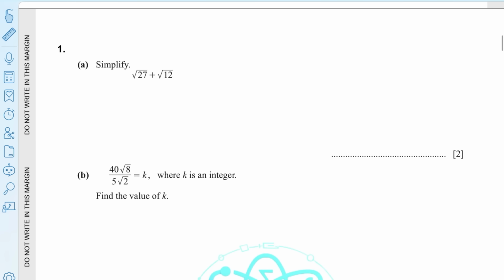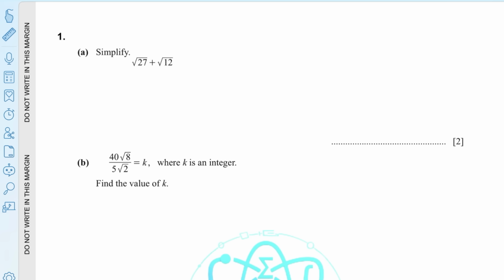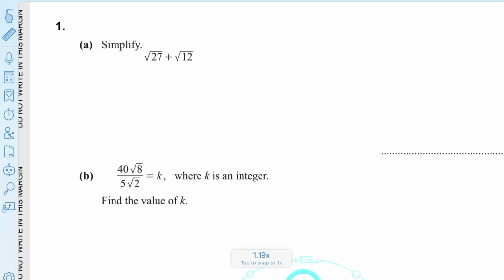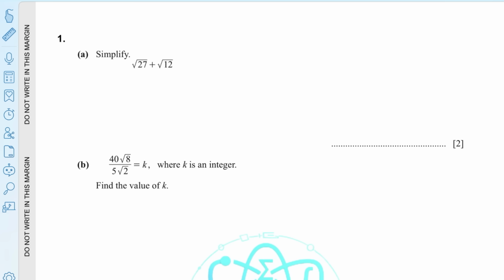The first question is given, simplify. First we have to break this square root of 27 in terms of two numbers, one square number and one non-square number if possible. So we can say 27 equals 9 times 3, plus square root of 4 times 3, that's 12, right?